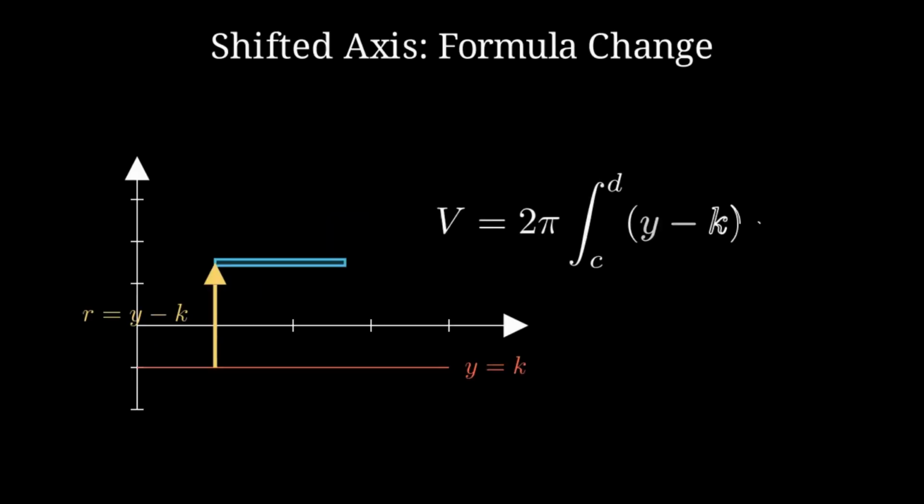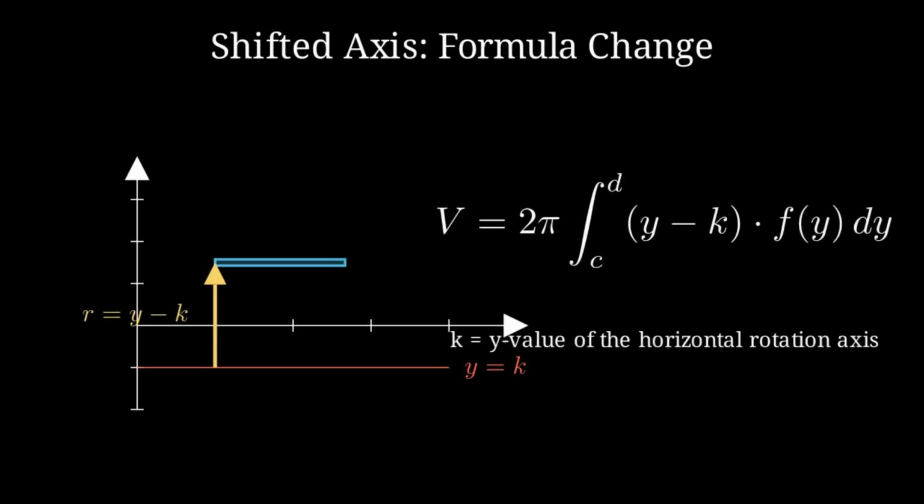The general form for a shifted horizontal axis at y equals k is 2 pi times the integral of the absolute value of y minus k times the height function. If the axis is below the region, use y minus k. If the axis is above the region, use k minus y. This ensures your radius and resulting volume are always positive.